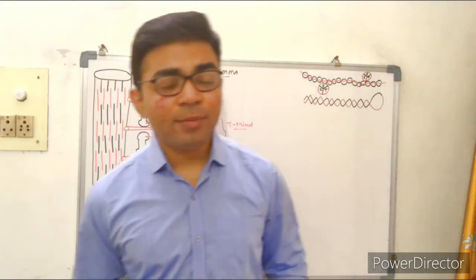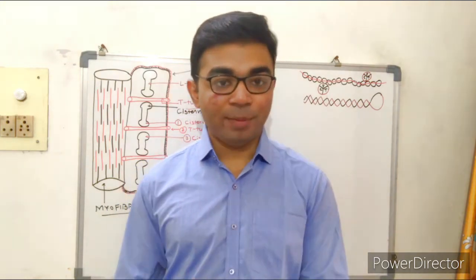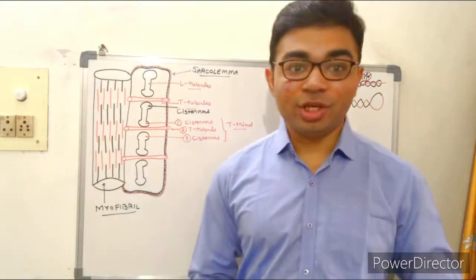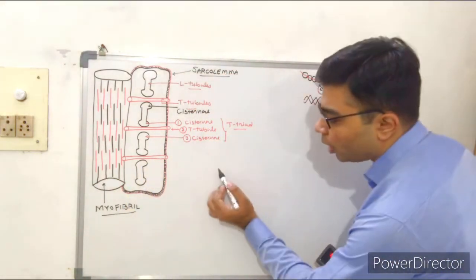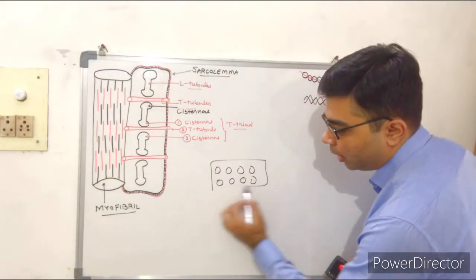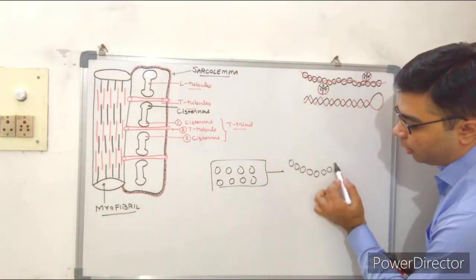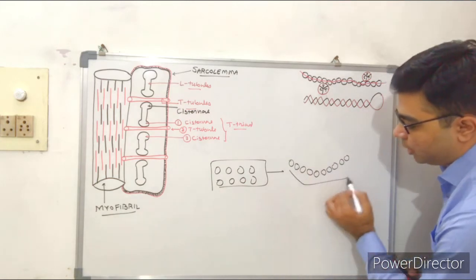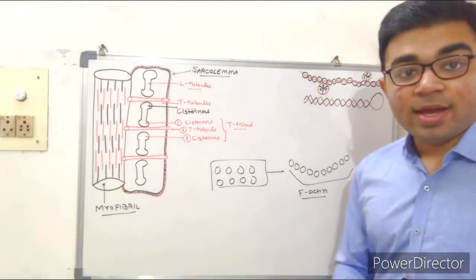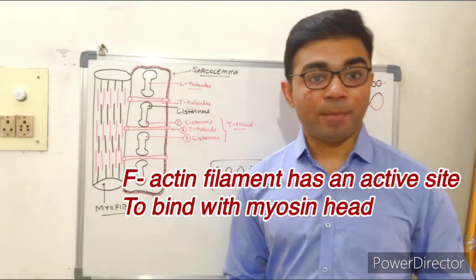Now what is F-actin? F-actin is basically the fundamental portion of the actin filament, and which is actually the polymer of G-actin. Now let me explain this thing, that when multiple G-actin monomers are combined they form one polymer in the form of a filament, known as F-actin, or we call it an actin filament. And this actin filament has an active site to bind with the myosin.